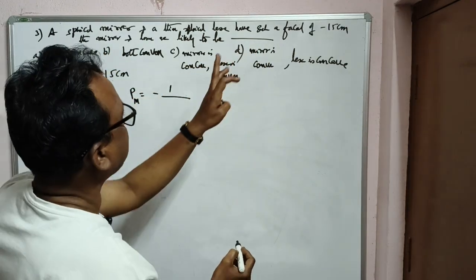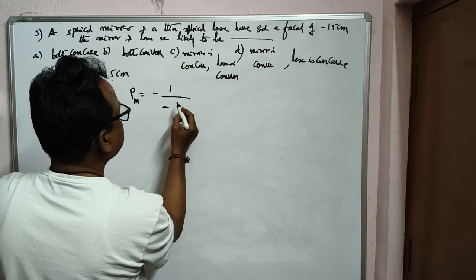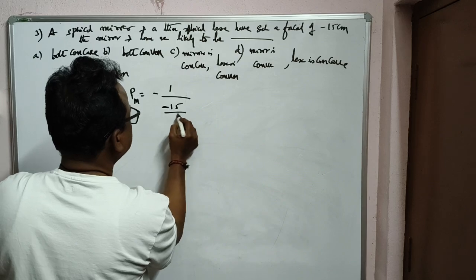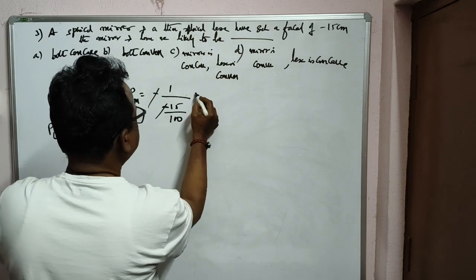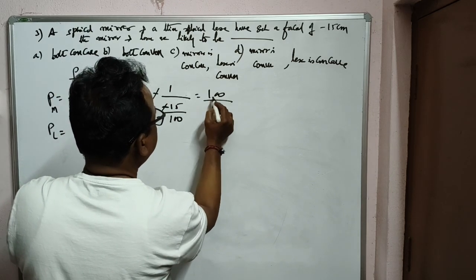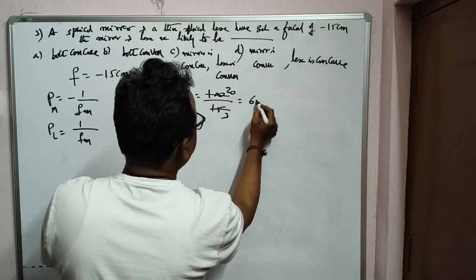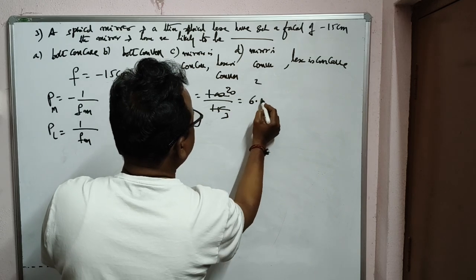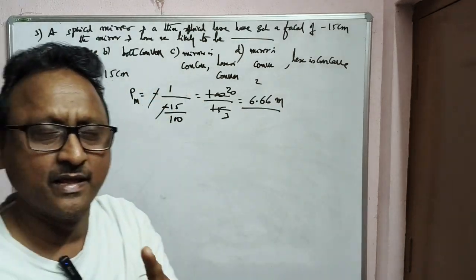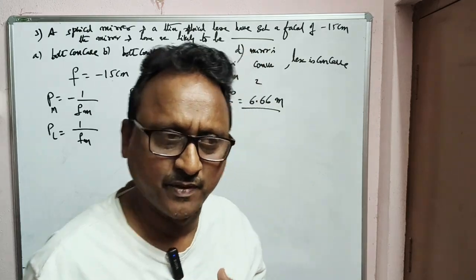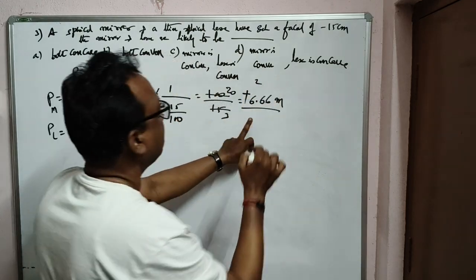The focal length is given in centimeters, minus 15. So convert it into meters, 15 by 100, which is 0.15. So 100 will go to top, minus cancels. 100 by 15: 5 20s are 100, 5 3s are 15, 3 6s are 18, 2 is there, 0.66. Please make a note, it is in meters, because I converted into meters. Even if you give centimeters, convert it into meters, please. So the power of the mirror I got as a positive value.